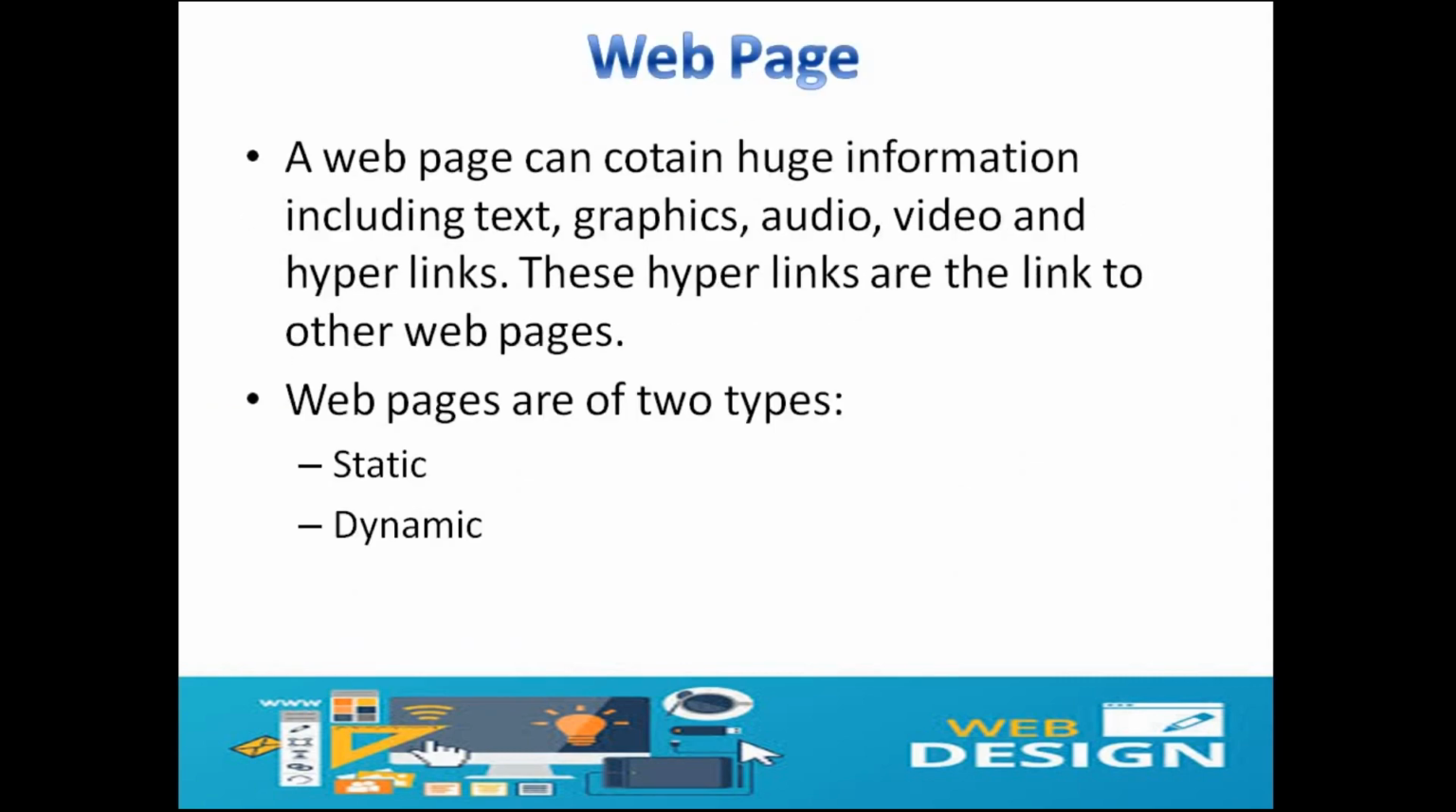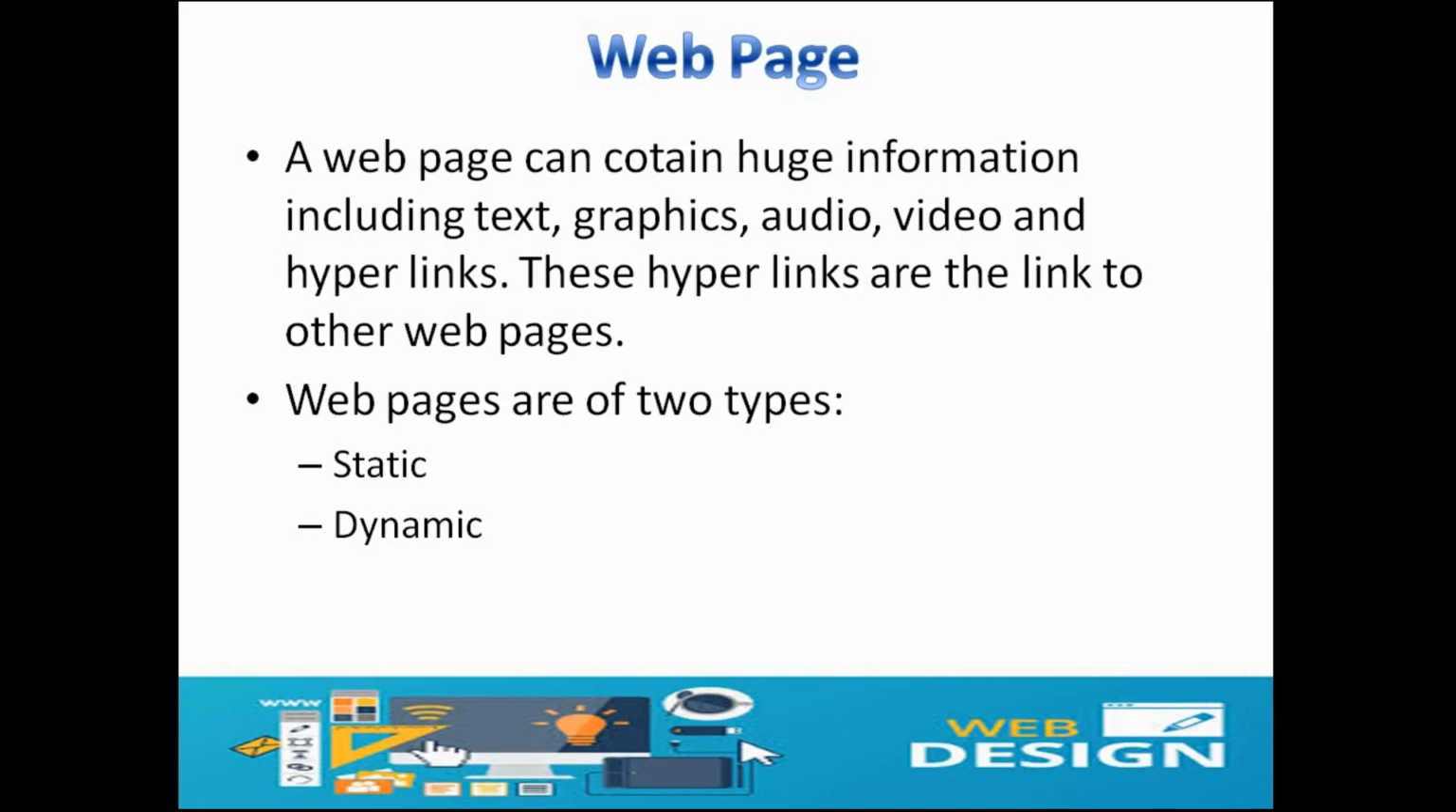Now move to next, what is a web page? See, a web page is a document available on the World Wide Web, that is on www. So web pages are stored on a web server and can be viewed using a web browser. To view a particular website, we need a web browser. Examples of web browsers are Internet Explorer, Google Chrome, Mozilla, Opera, etc.